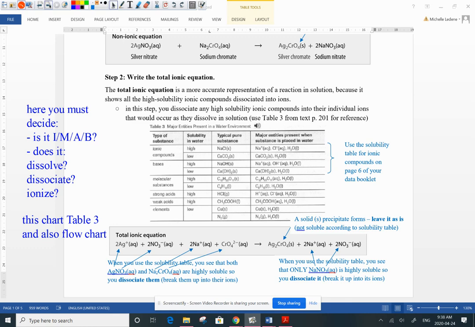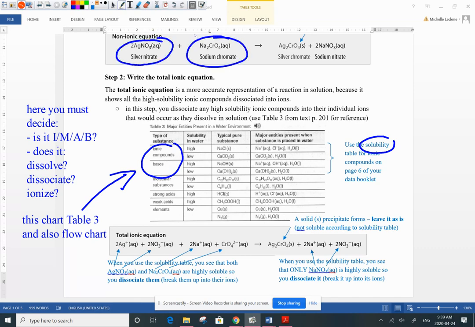So we've got this Table 3 that we have been using quite a bit. And it gives us our ionic compounds, which include bases. That's where we now go to our solubility table. So anything that is an ionic compound, we look at our solubility table and we say, okay, is it going to be high solubility? Will it break apart into its ions? Or is it low solubility? Will it stay as a solid? So here are these two things that we have. We've got this one aqueous and this one aqueous.